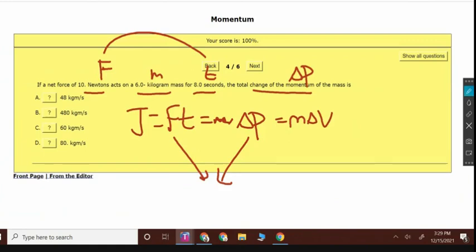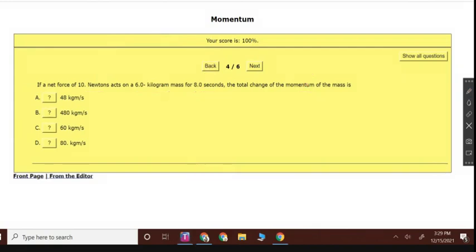F times T is just 10 times 8. Does it bother you that we ignore the 6? Don't worry about it. It happens. F times T, 10 times 8, 80. I got my answer. Isn't that easy? So I underline, I look at my big equation, I built my own equation.